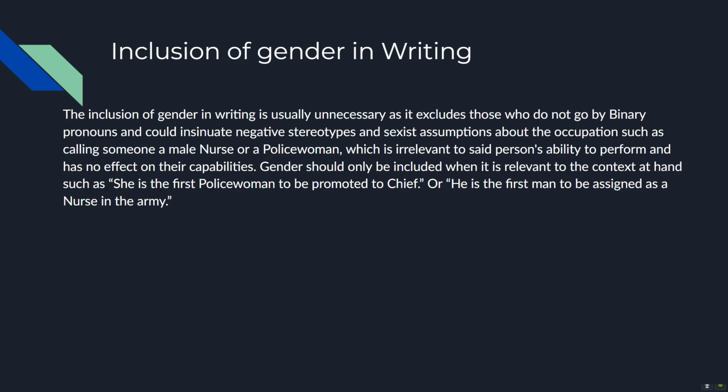To begin, the inclusion of gender in writing is usually unnecessary, as it excludes those who do not go by binary pronouns and could insinuate negative stereotypes and sexist assumptions about the occupation, such as calling someone a male nurse or a policewoman, which is irrelevant to said person's ability to perform and has no effect on their capabilities. Gender should only be included when it is relevant to the context at hand, such as, she is the first policewoman to be promoted to chief, or, he is the first man to be assigned as a nurse in the army.